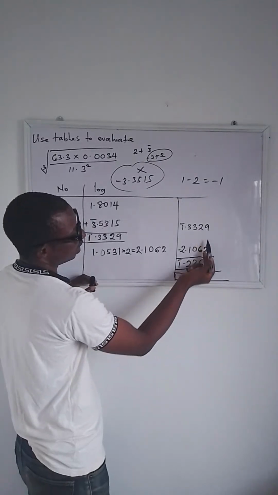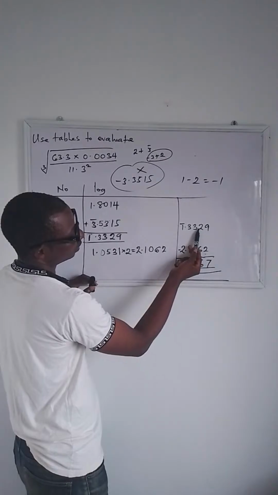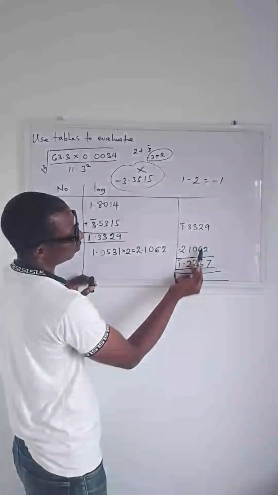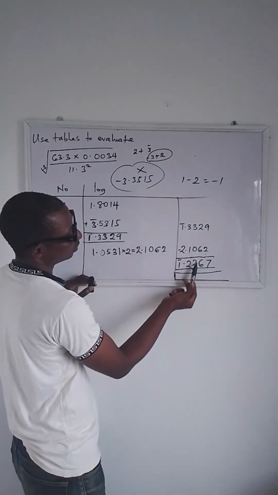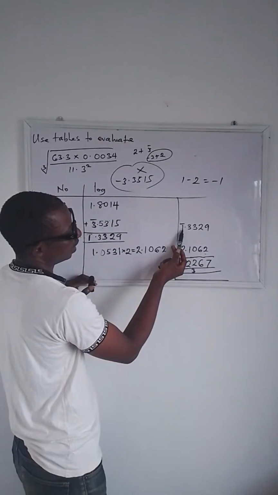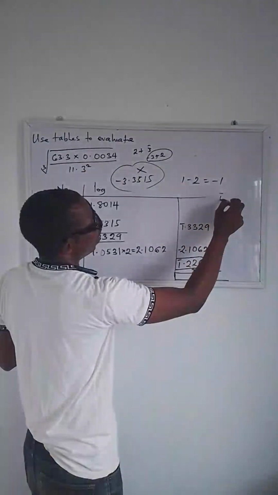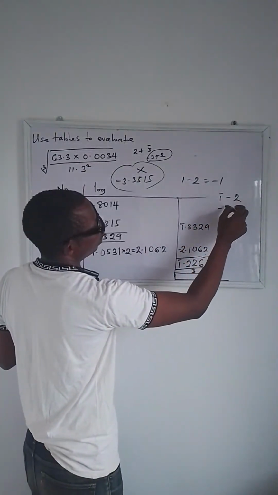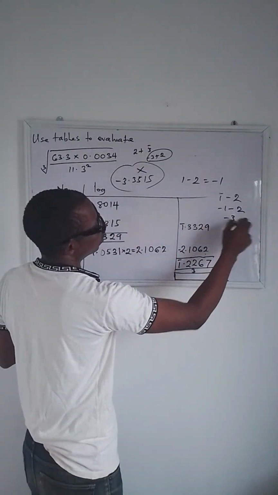So we have 9 minus 2, you have 7. You have to borrow 1 from this 3. That's 12 minus 6. We have 6. We are left with 2. 2 minus 0, we have 2. 3 minus 1, we have 2. Now we have minus 1 minus 2. Bar 1 minus 2 is the same thing as minus 1 minus 2. So we have minus 3.